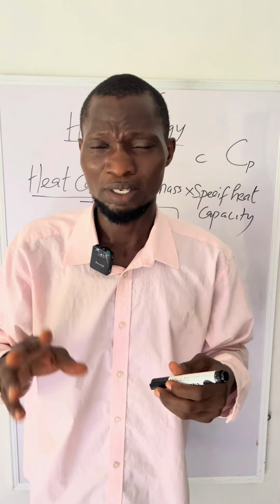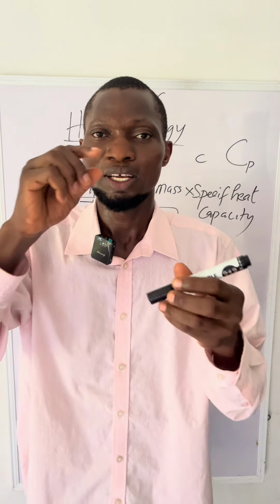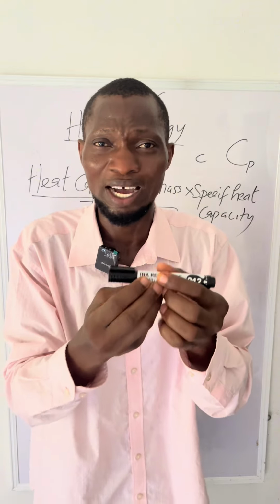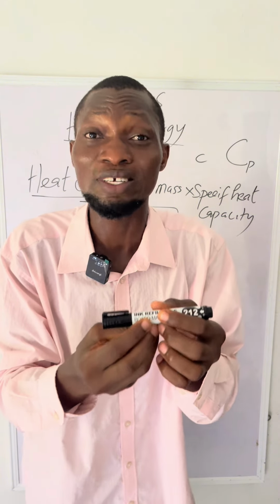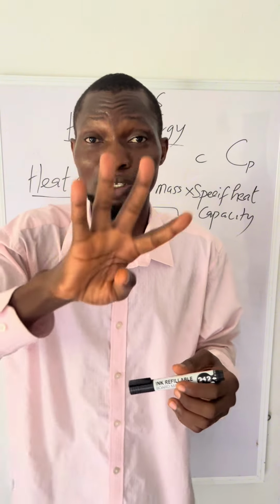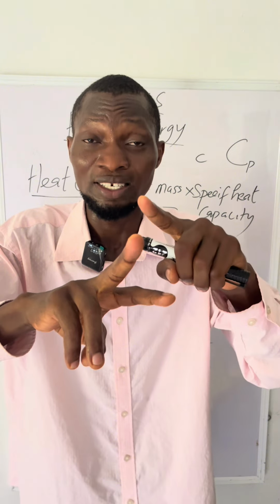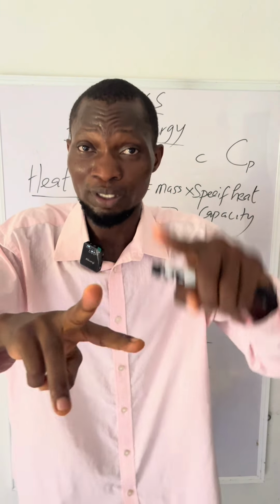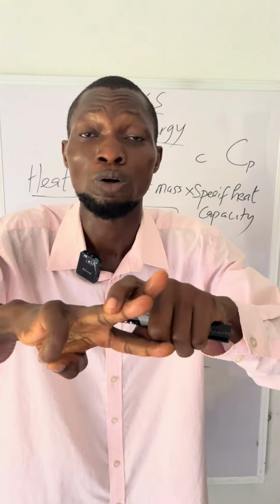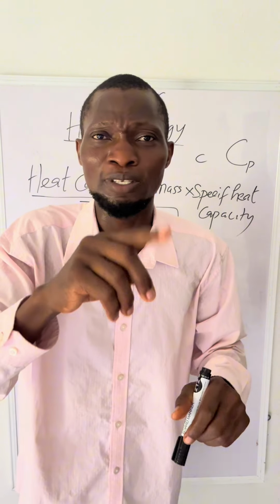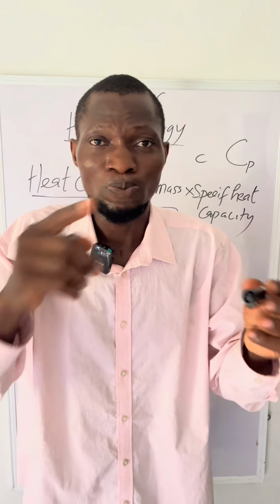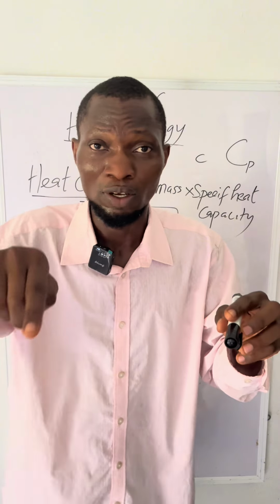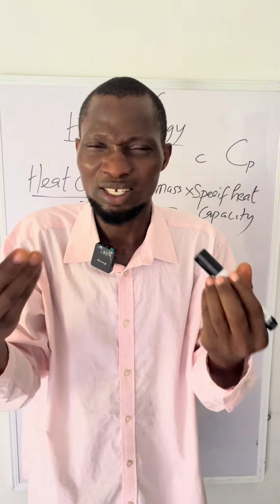So what we are trying to say is that the quantity of heat you need to add to a body to increase the temperature depends on three things: the mass of the body, the type of material the body is made up of, which is the specific heat capacity, and the temperature rise. The temperature rise I'm going to represent with dT, delta T, or you can use delta theta. It's just a symbol that you like.